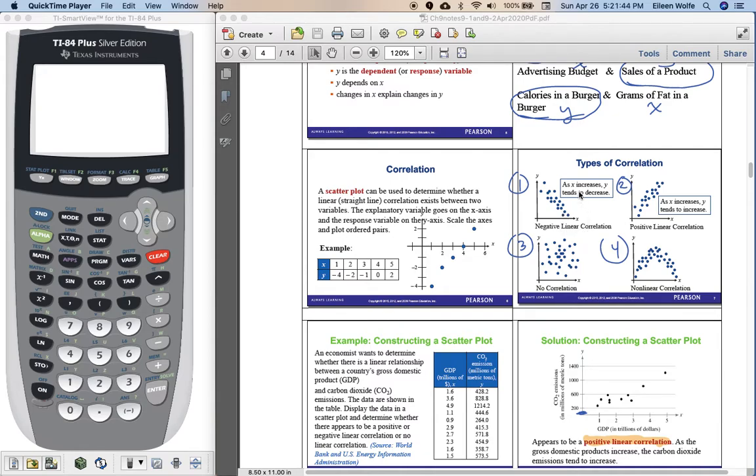What does that mean? As the x variable goes up, the y variable tends to go down. In graph number 2, we'd like to call this positive linear correlation. As x goes up, y tends to go up. Graph 3, no correlation, not really any distinction here.